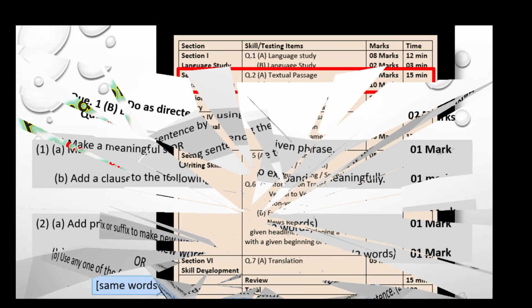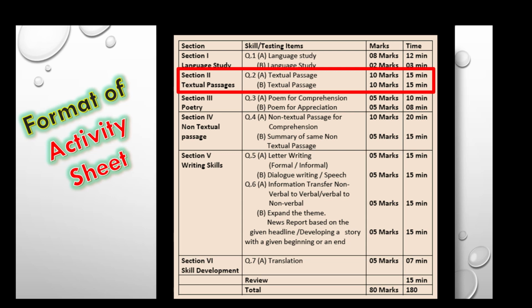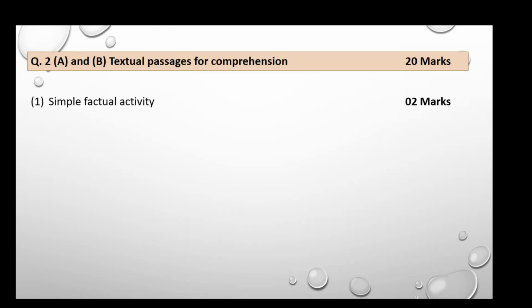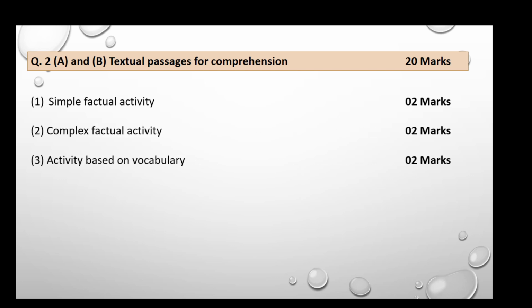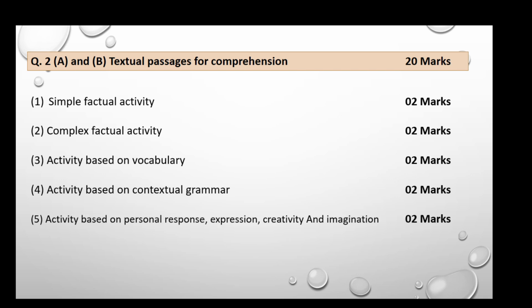Section number 2. This section contains activity based on reading comprehension. The passage is also used to check the deep knowledge the child has about contextual language study and its uses while writing. It contains activities like simple factual activity for 2 marks, complex factual activity for 2 marks, activity based on vocabulary 2 marks, activity based on contextual grammar for 2 marks, and activity based on personal response, expression, creativity and imagination for 2 marks.